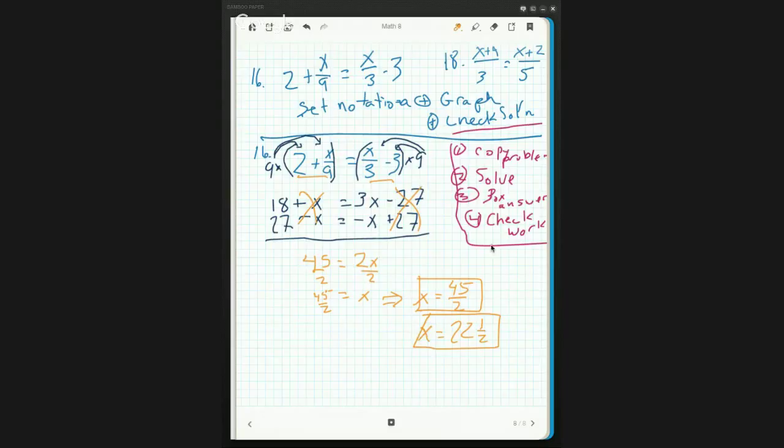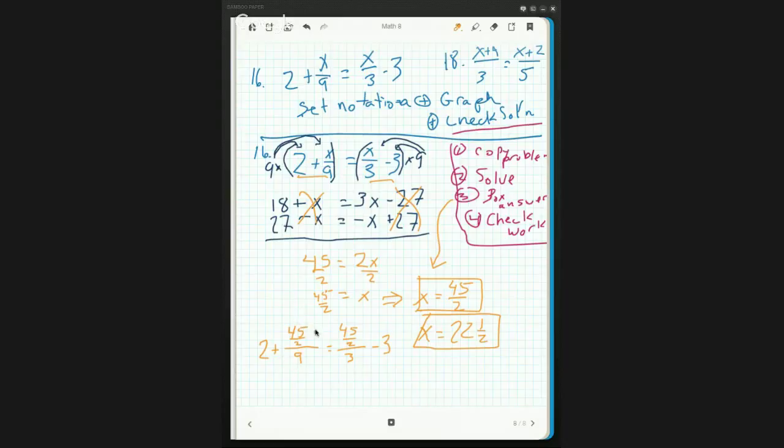We have solved the problem. We have committed to an answer. Now we simply need to check our work. Oh my goodness, this is ugly already. Let's see. So let's go 2 plus 45 halves over 9 equals 45 halves over 3 minus 3.